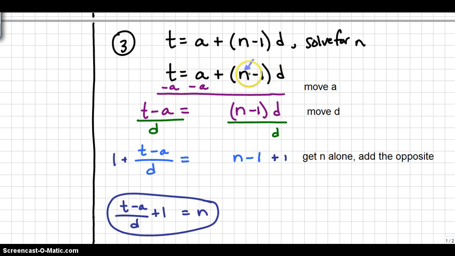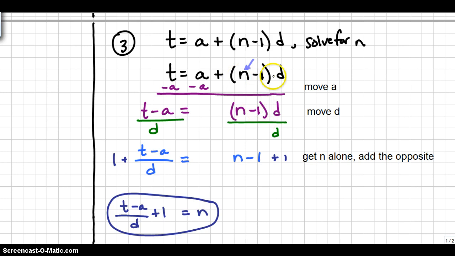So the n has to stay. The thing that's the furthest away from the n is the a, so we're going to get rid of the a first. The a is being added, so we're going to subtract it to move it. The a now moves to the other side. We can't simplify t and a together, so it simply becomes t minus a.